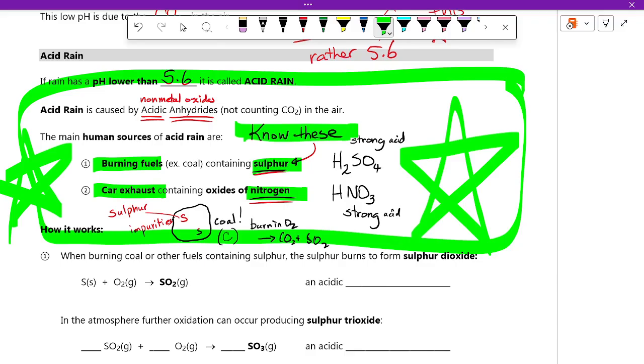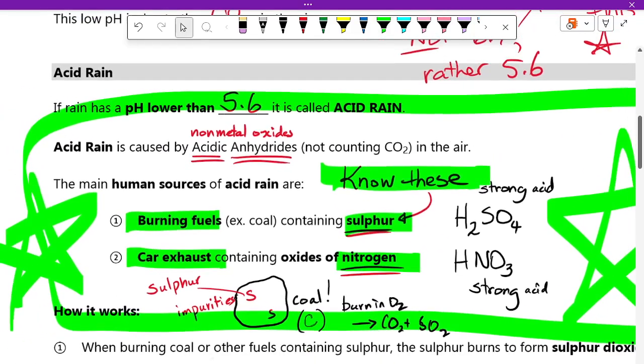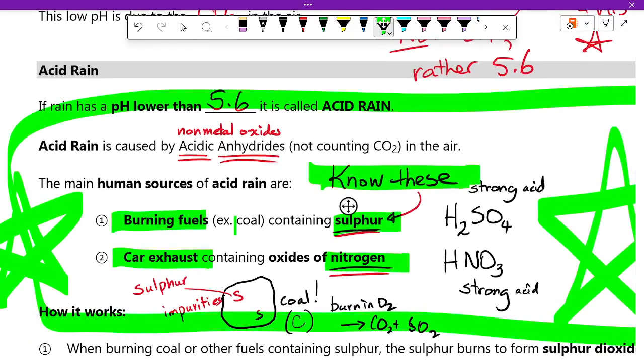People think, oh, I don't actually need to know that. Why would I need to know that the sulfur comes from burning fuel like coal? You do need to know that. It is part of the curriculum. Why would I need to know that car exhaust gives off nitrous oxides? Because it's part of the curriculum. And yes, you need to know why.